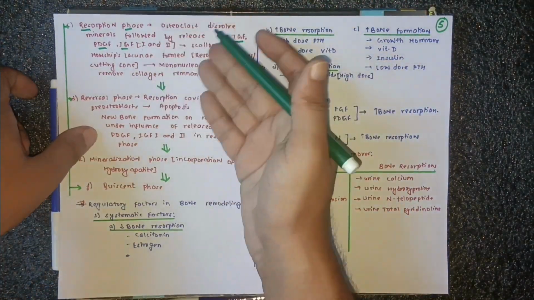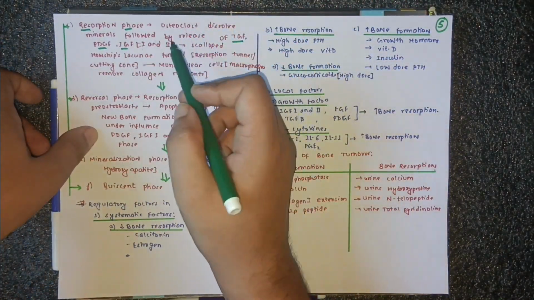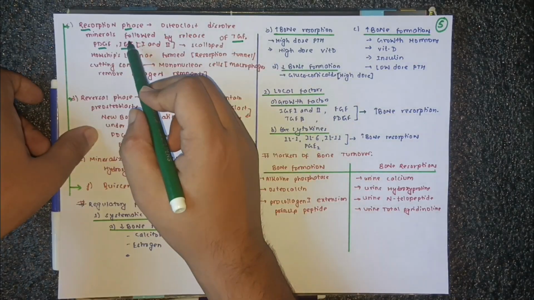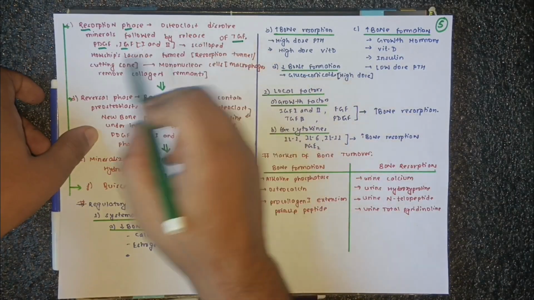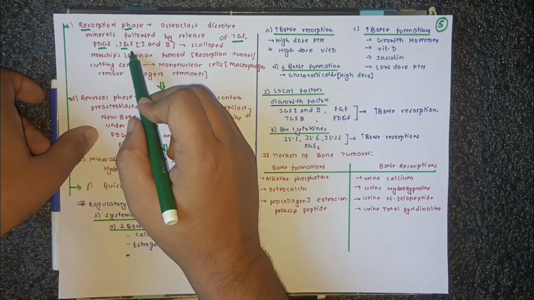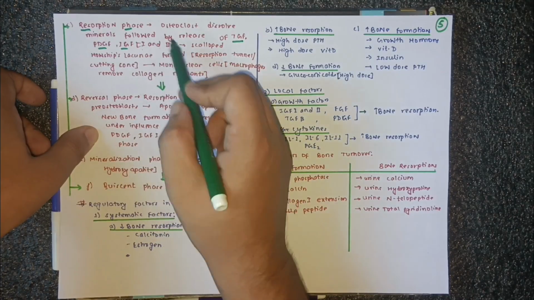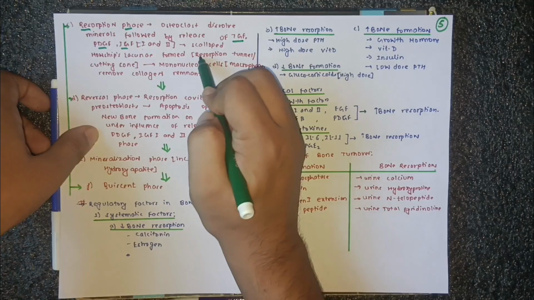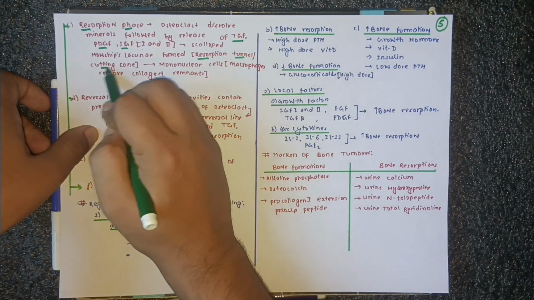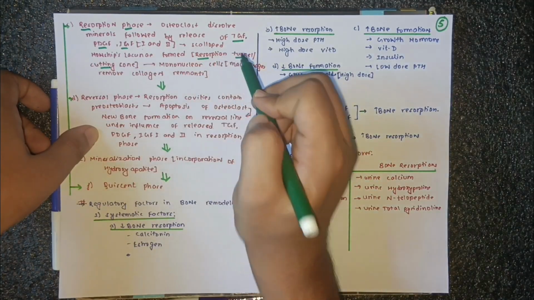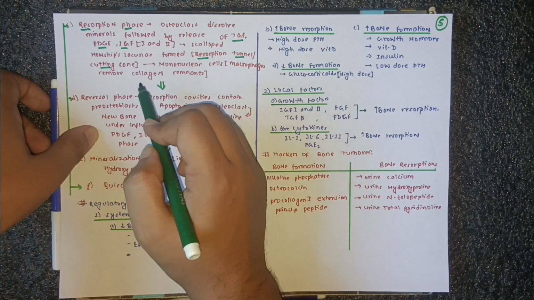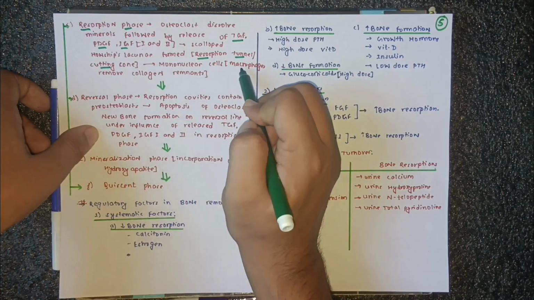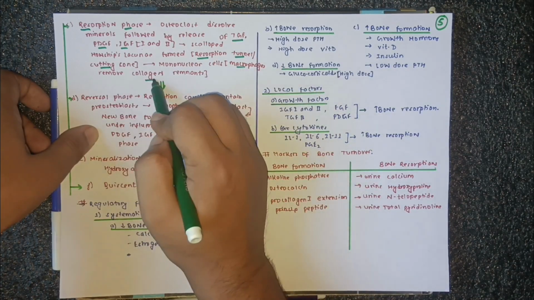The same is written at this point. Osteoclasts dissolve the mineral, and they release TGF, PDGF, IGF. This causes the scalloped Howship's lacunae formation, which is a resorption tunnel or cutting cone, and there we can see mononuclear cell macrophages removing the collagen remnants.